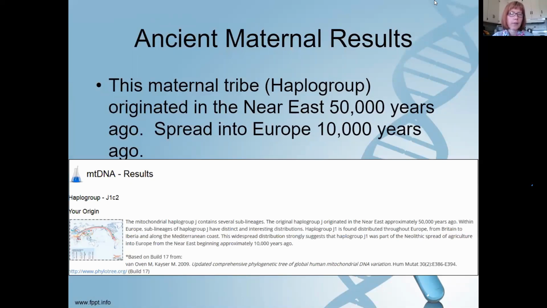My mom is from haplogroup J, and you can see there it's from the Middle East, 50,000 years ago, spread into Europe 10,000 years ago. So it's interesting, but it's not particularly earth-shattering. You are going to get matches, but they could be from 50,000 years ago. They're not recent time period matches like the Y chromosome test matches are.